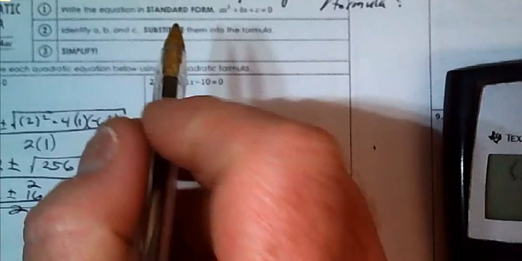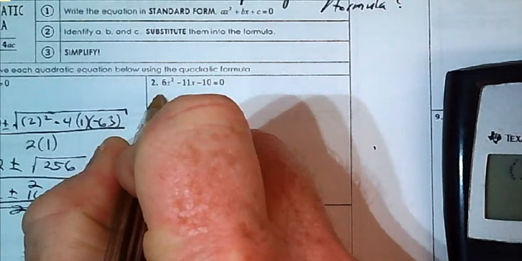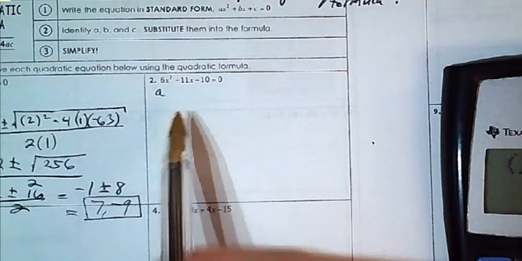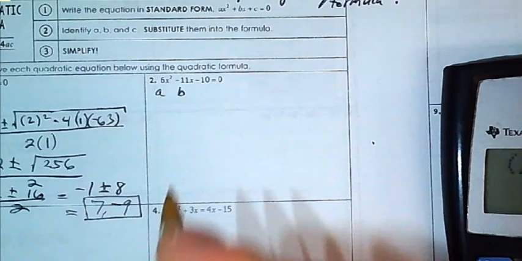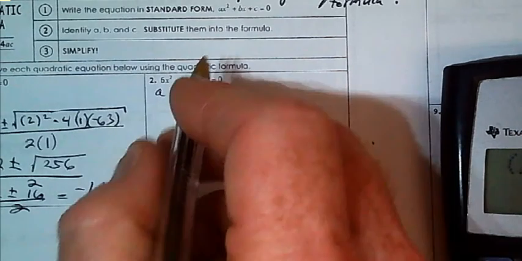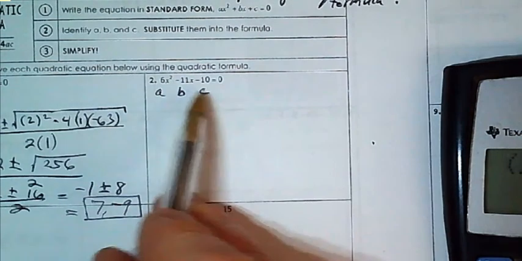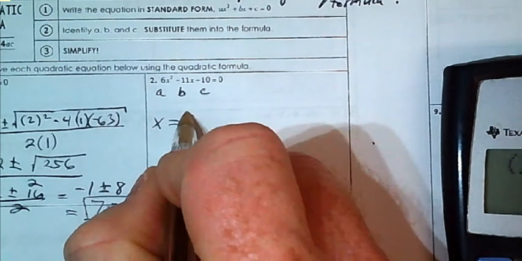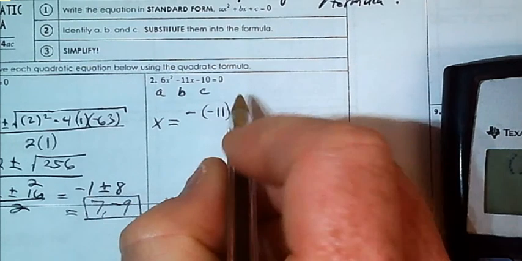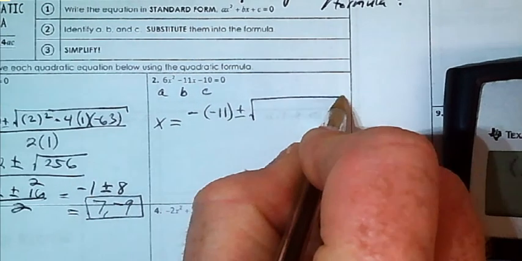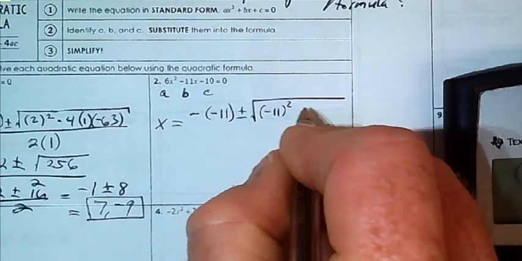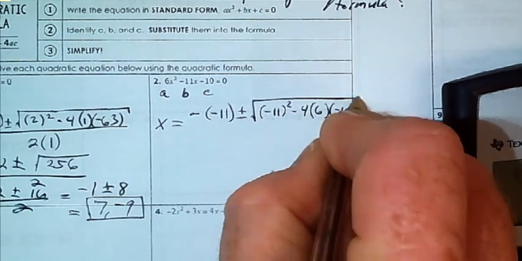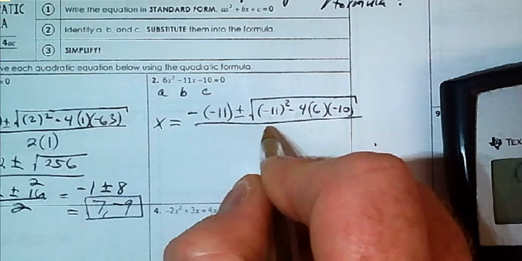Okay, so what is A? 6. What is B? Negative 11. Okay, good. I'm glad you said negative 11. What is C? Negative 10. Okay, so now all we do is plug these values into the formula. So x equals negative, parentheses, negative 11, plus minus the square root of negative 11 squared, minus 4 times 6 times negative 10, all over 2 times 6.